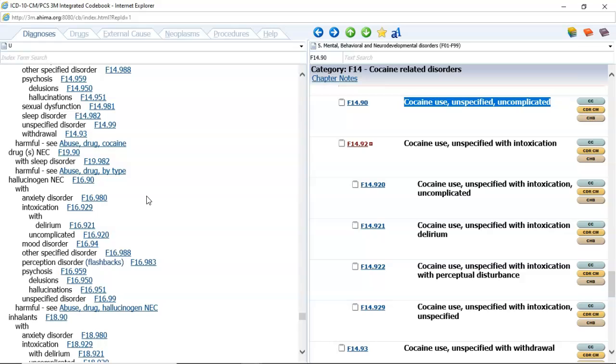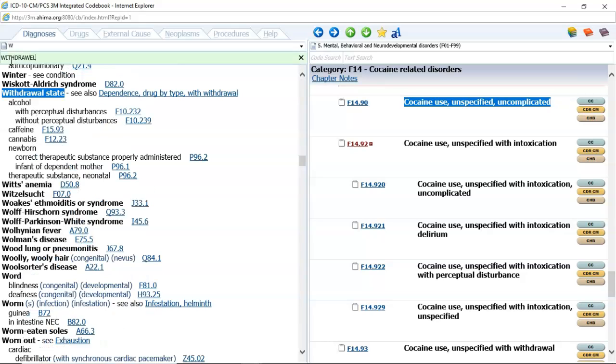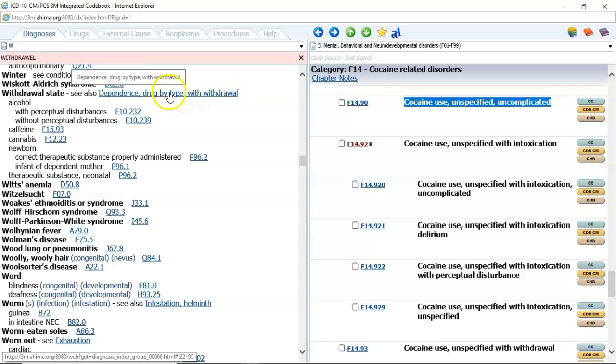Now I also want to mention withdrawal, because withdrawal means that the patient has been using a substance, typically alcohol, and for some reason the alcohol has been stopped. They're not drinking, they can't get it, and so they develop withdrawal. And so if we go to withdrawal in the index, it tells us to go to dependence, drug by type with withdrawal.